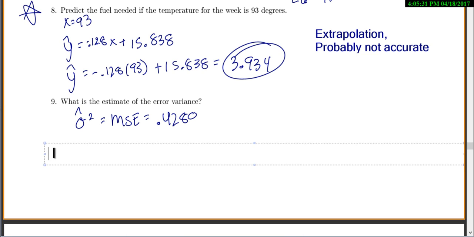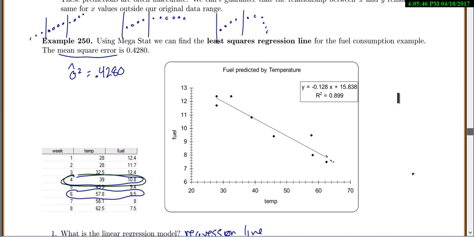And let's do another problem here. Let's do number 10. What is the correlation? So you might wonder, how can we tell that? It turns out, if you look at this graph here, when they tell you R squared, that R squared is really your correlation squared.